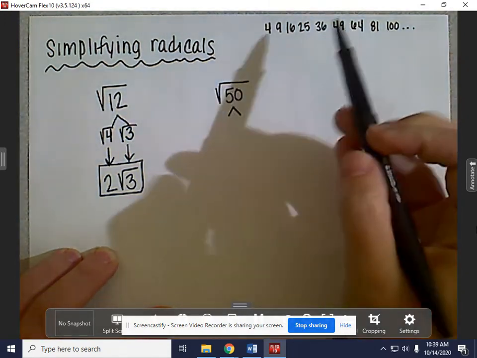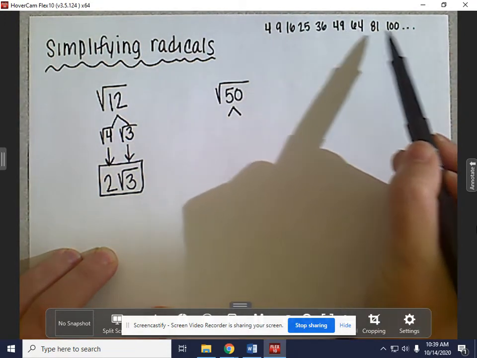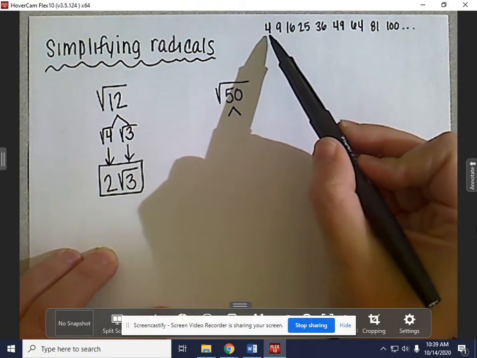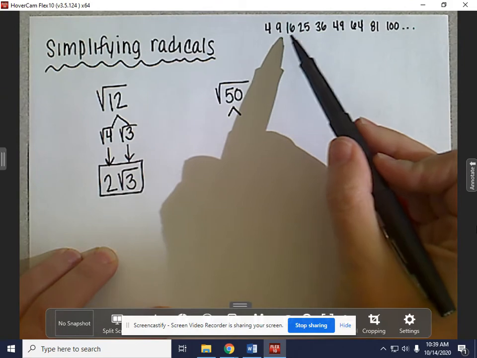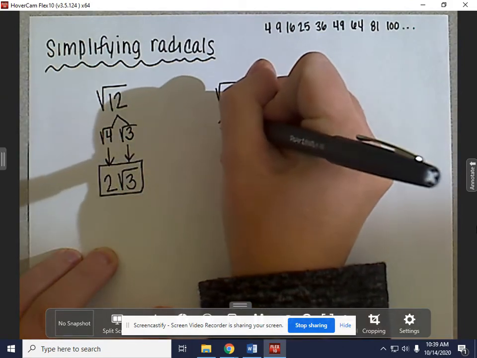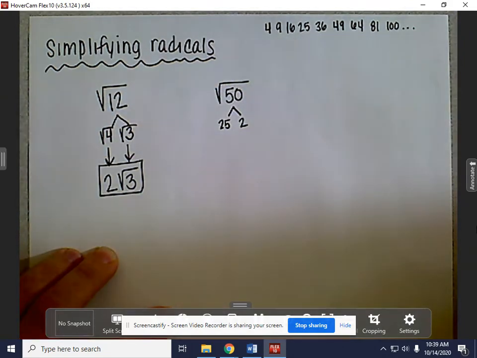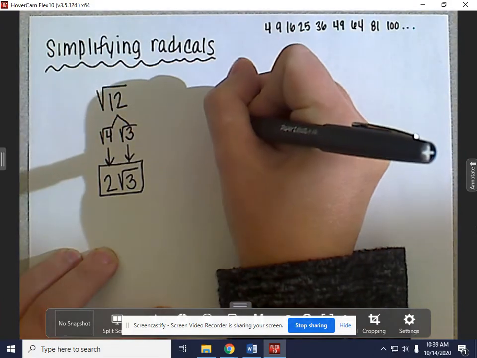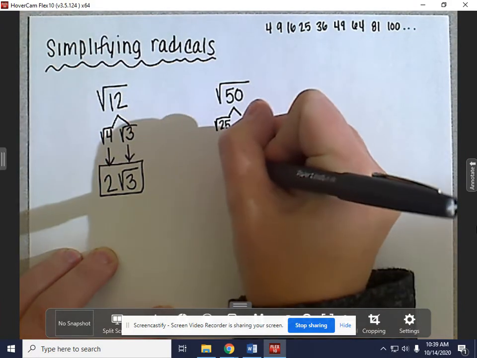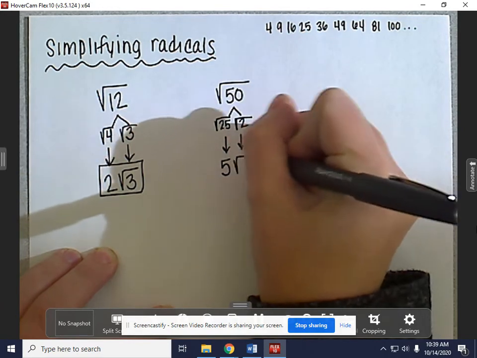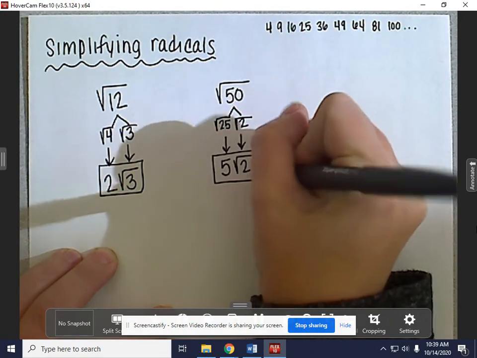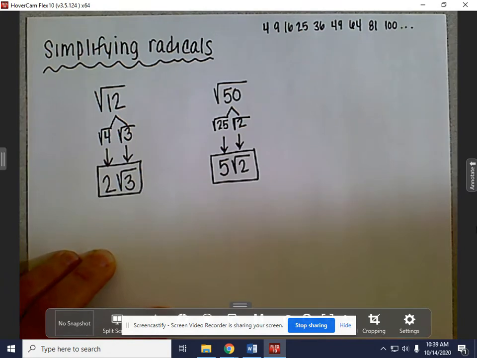So what I usually do is I try to find a factor from up here. So I would say, no, it's not divisible. Is 50 divisible by 4? No, not divisible by 9 or 16, but it is divisible by 25. 25 times 2 gives me 50. So what I'm going to do is take the square root of 25, which is 5, take the square root of 2, which is just the square root of 2, and that would be my simplified version.